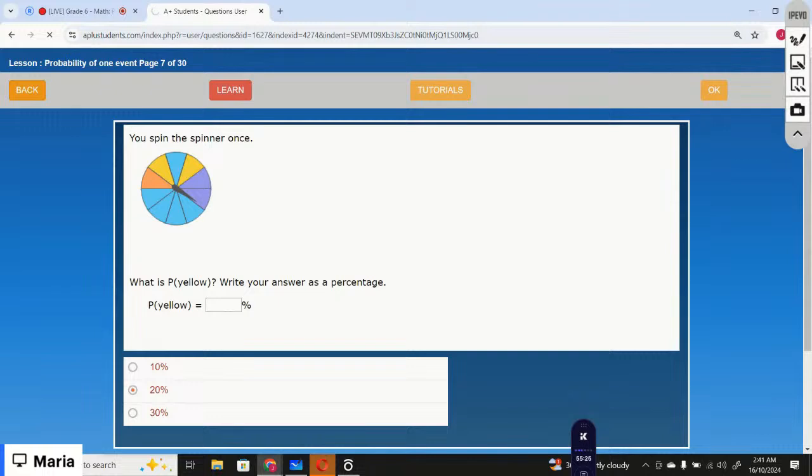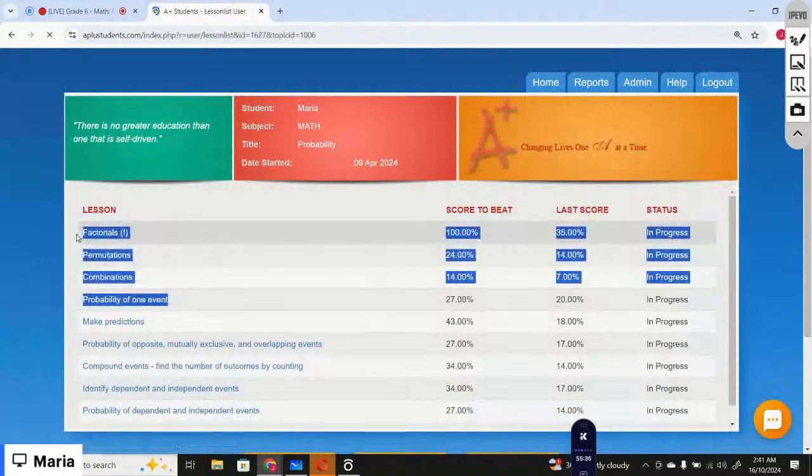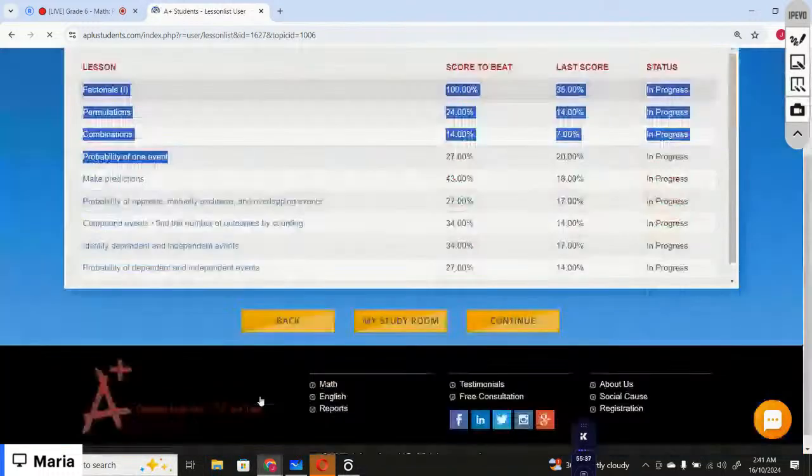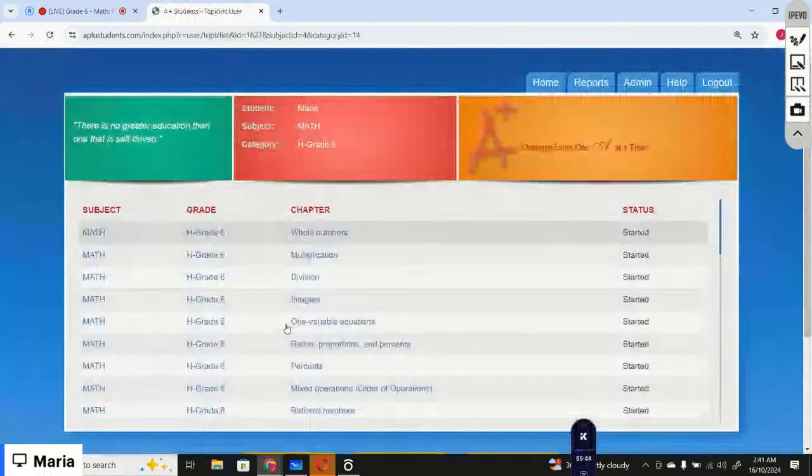So we were working on grade 6 math. The chapter we were working on is probability. And the lessons we have covered today are factorial, permutations, combinations, and probability of one event. So please, before the next session, you can complete all the practice questions for the lessons we just did. That is your homework until the next session.